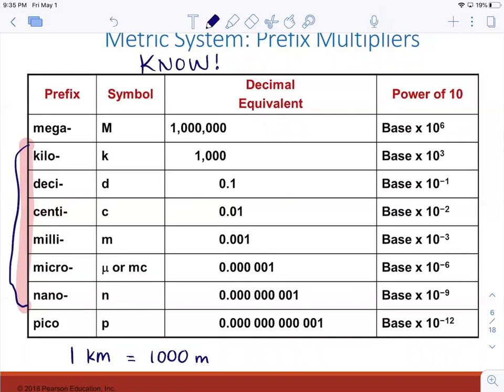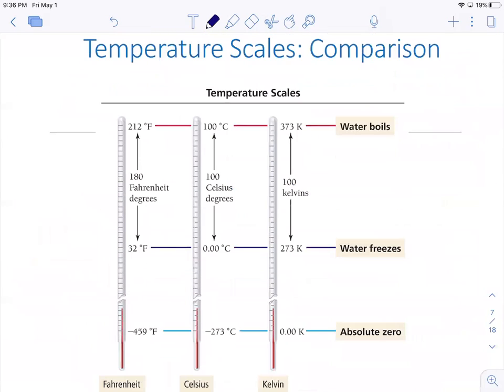We can also look at that and say 1 micrometer is 0.000001 meters, or 10 to the negative 6 meters. So that's how you would read this. There's the symbol on that side, and here's the actual equivalent of the base unit. You can use scientific notation, or you can use decimal notation. That's fine.